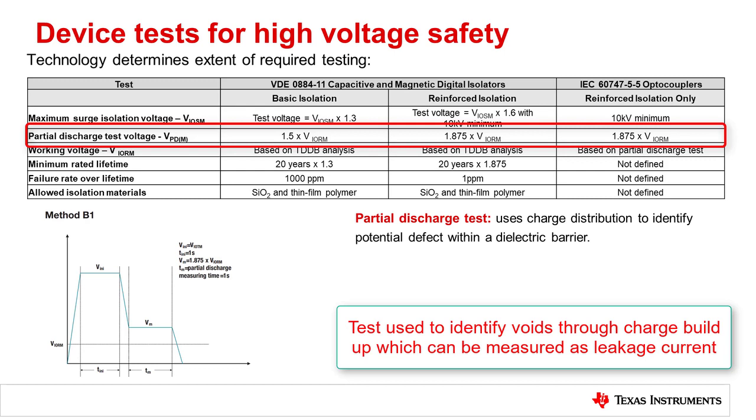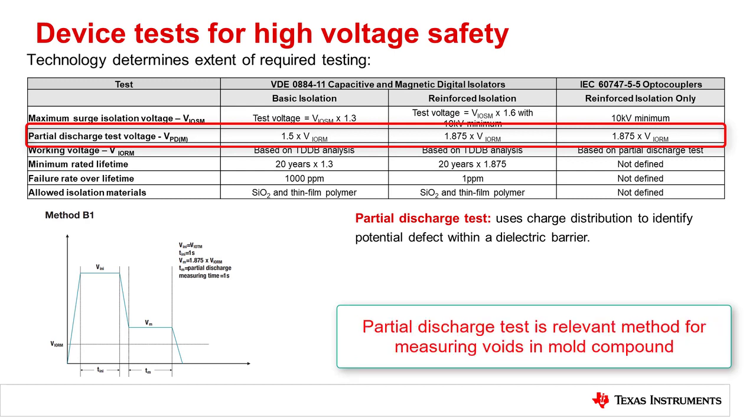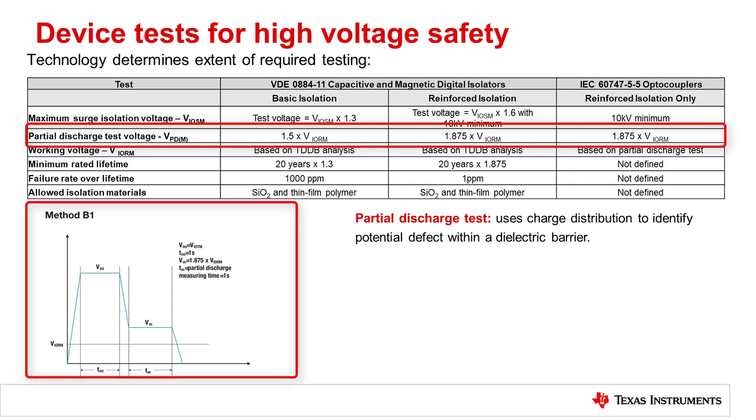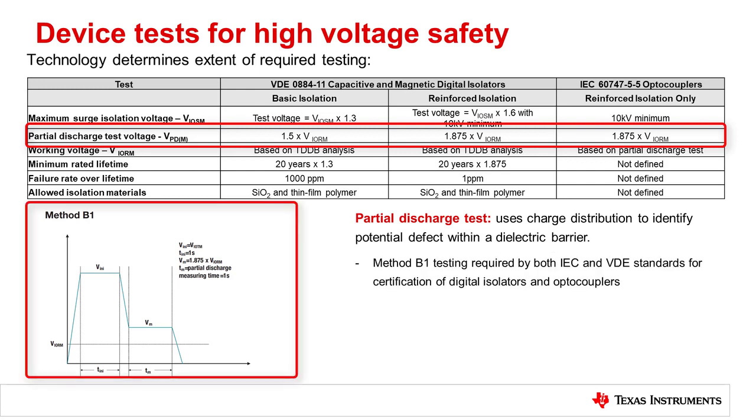Because the dielectric for an optocoupler can vary from air to epoxy and is achieved in product assembly, the partial discharge test is one way to identify defects and voids within the isolation barrier or mold compound and to screen out potentially defective materials. Both digital isolators and optocouplers are tested using the standard test called the partial discharge test using method B1 as shown here.